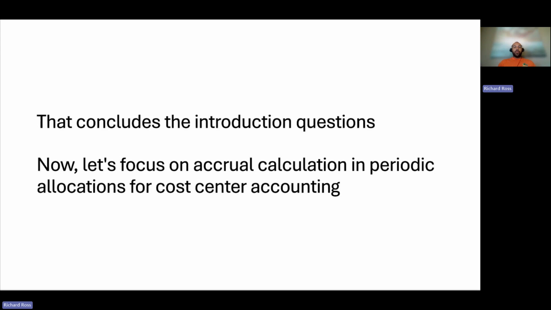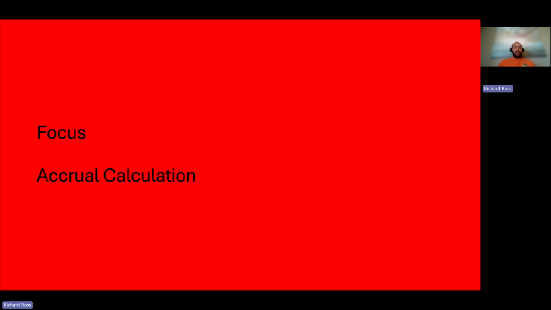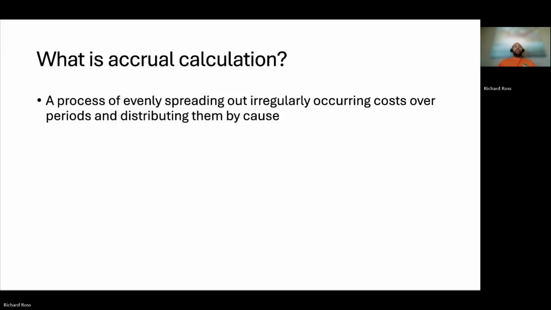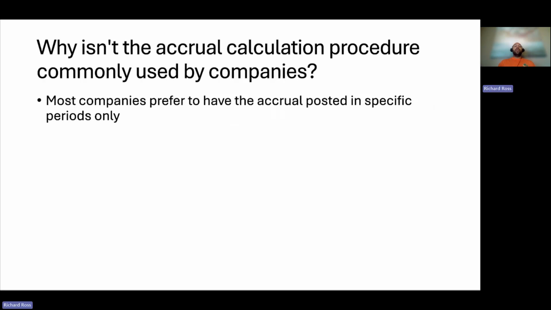Now, let's focus on accrual calculation and periodic allocations for cost center accounting. Accrual calculation. What is accrual calculation? A process of evenly spreading out irregularly occurring costs over periods and distributing them by cause. Why isn't the accrual calculation procedure commonly used by companies? Most companies prefer to have the accrual posted in specific periods only.